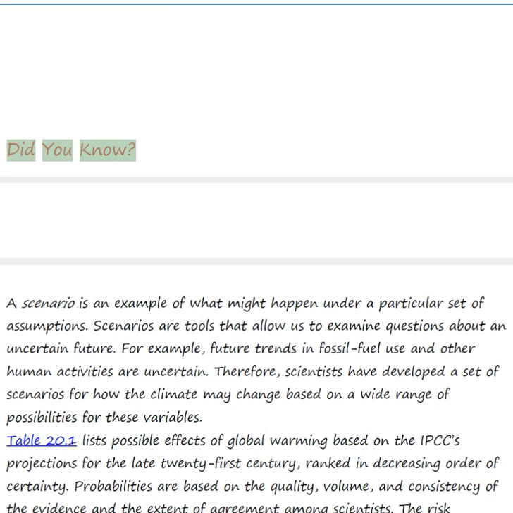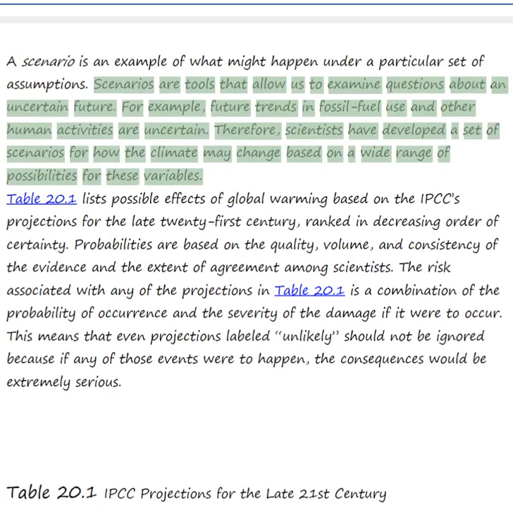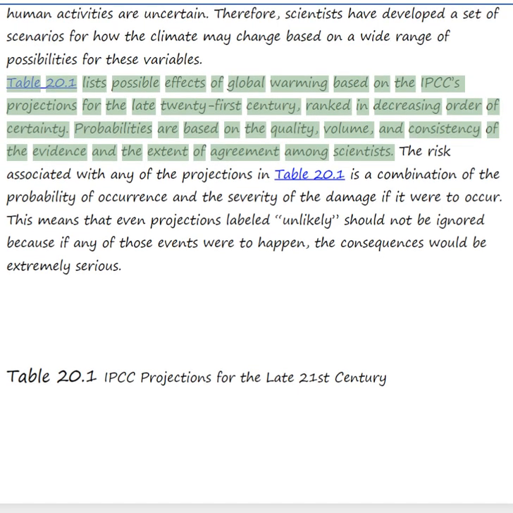Did you know? A scenario is an example of what might happen under a particular set of assumptions. Scenarios are tools that allow us to examine questions about an uncertain future. For example, future trends in fossil fuel use and other human activities are uncertain. Therefore, scientists have developed a set of scenarios for how the climate may change based on a wide range of possibilities for these variables.